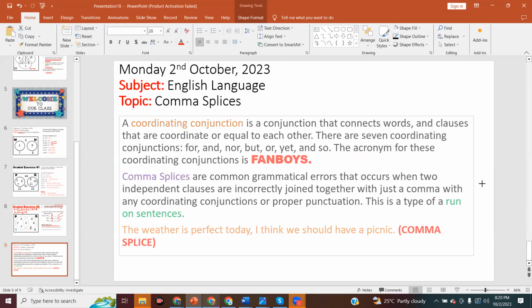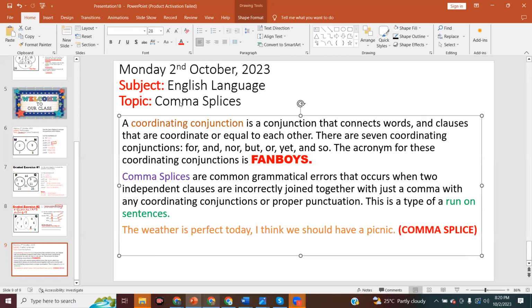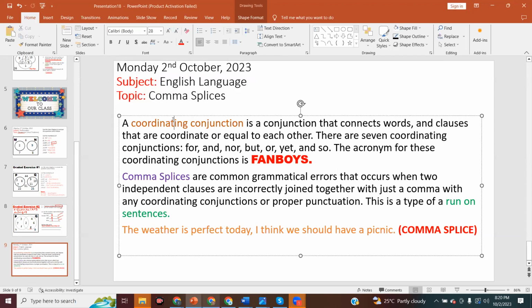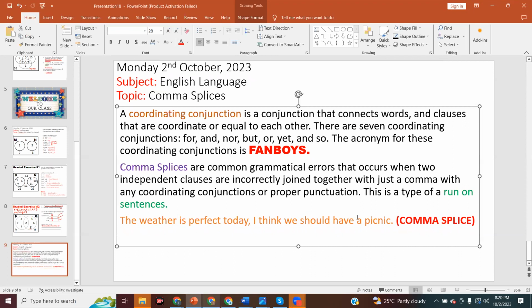For instance, just because it makes sense doesn't mean that it's a perfect sentence. It doesn't mean that it just has to have a comma. If you read it, it says the weather is perfect today. It should at least have a conjunction. It should have, like, the weather is perfect today, and I think we should have a picnic. Thank you.